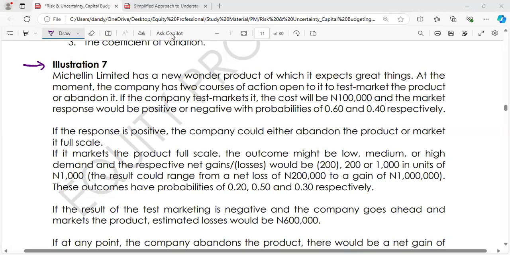Yeah. All right, so I'm reading. Michelin Limited has a new wonder product of which it expects great things.